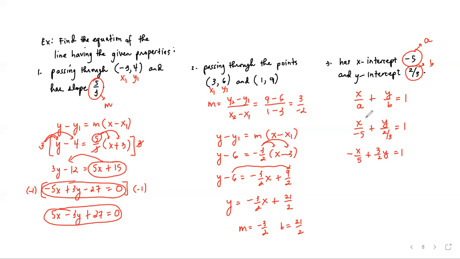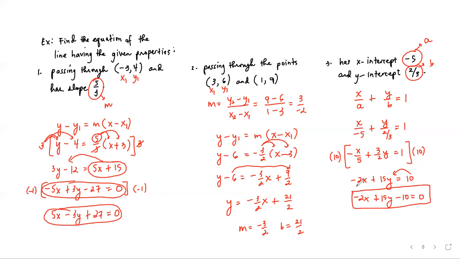Now to write this in the general format, we can multiply both sides by the LCD of 5 and 2, which is 10. So 10 times -x/5 will be -2x. 10 times +3/2 y will be 15y. And 10 times 1 is 10. So transposing 10 to the other side, we get -2x plus 15y minus 10 equals 0, which is the general form of the equation of a line. Or if we multiply both sides of this equation by -1, then we can also get 2 times x minus 15 times y plus 10 equals 0.